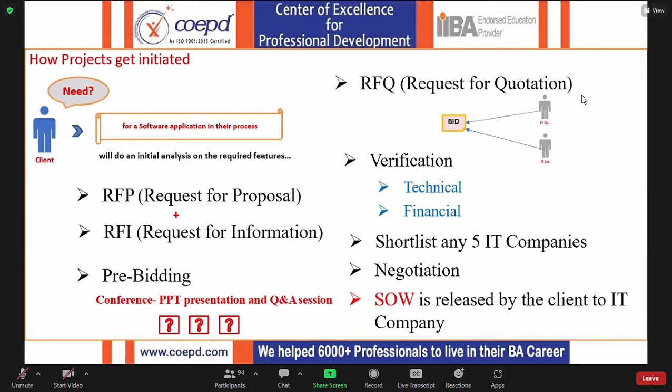Okay. It means a company which is not from the client side? Yes, that means the RFP is from the client side. Okay, because he is not aware.